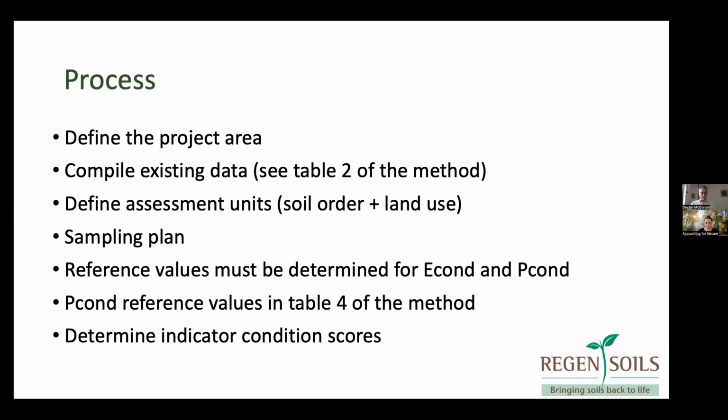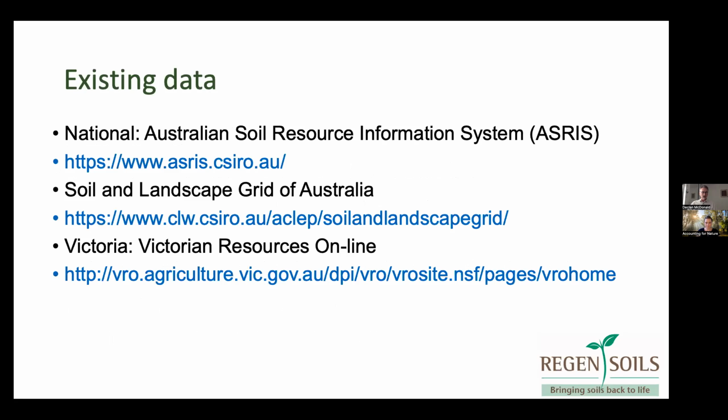And then, of course, we need to determine the indicator condition scores. So we'll talk about that going through as well. This is just an example of some of the existing data sources that we may need to call upon to determine what is the soil order, what kind of soil type we are dealing with in a particular area.